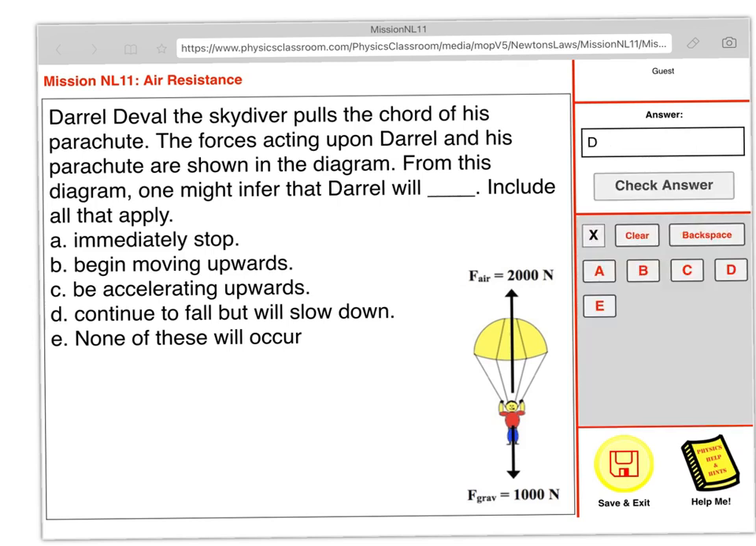So clearly the net force is up. The person's going down because they're just pulling the parachute, and so they're going to be slowing down if there's a net force up. Whoops, I lost the screen. Anyway, there's a net force up and an acceleration up, so the answers are C and D.